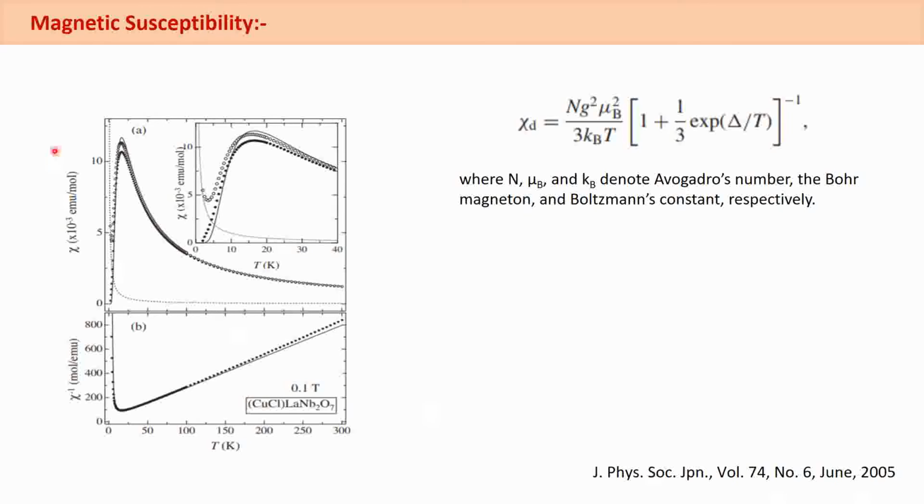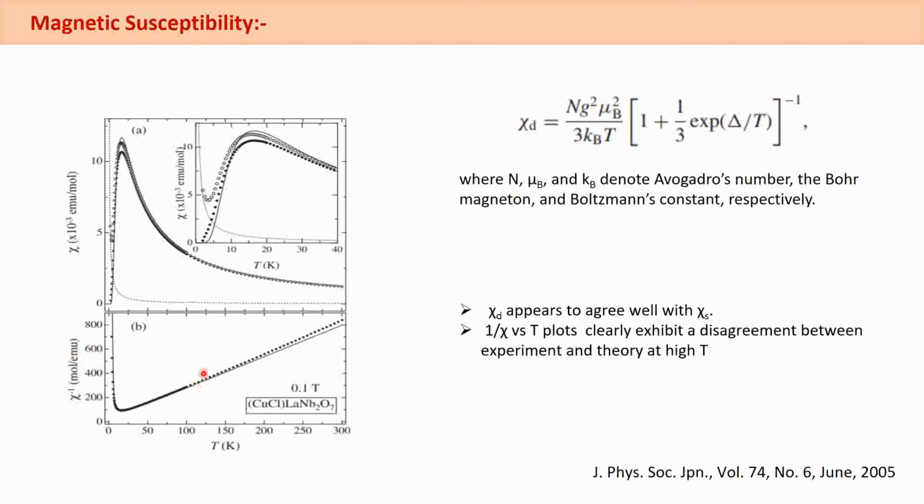In this paper, the chi value is plotted against temperature, and it shows that at very large values of temperature the curve is fitted by this equation. This is the spin susceptibility equation for an isolated dimer, where delta gives the spin gap existing in the system. They predicted the value of delta to be around 226.5 Kelvin, but the main discrepancy comes near the peak region. Also, the 1 by chi versus T graph shows that at very large temperature there is a discrepancy between the experimental and the theoretical values.